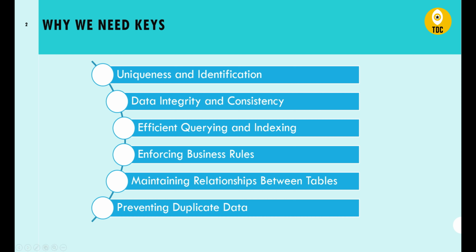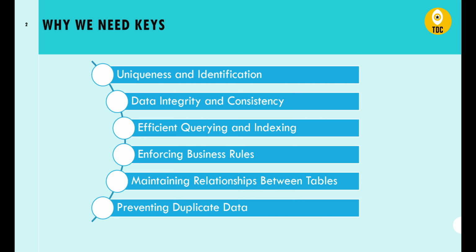And then the next thing is preventing duplicate data. So you can have unique keys created, right? Which helps to prevent the duplicate data by ensuring that certain columns contain only unique values. Say for example, in a driver table, the license number can be called a unique key, which ensures no two drivers can have the same license number, right?